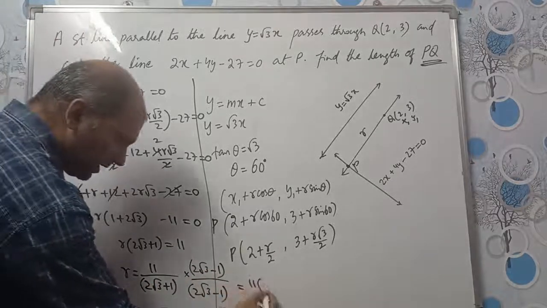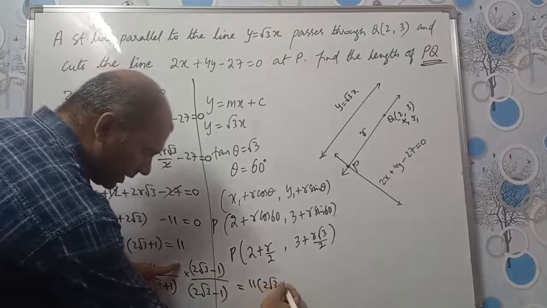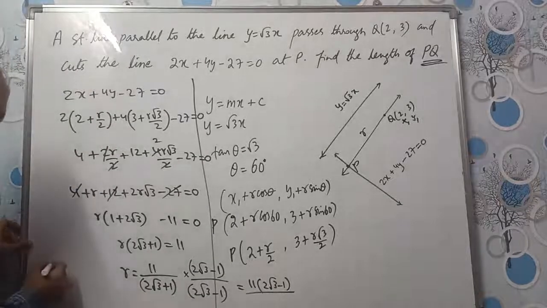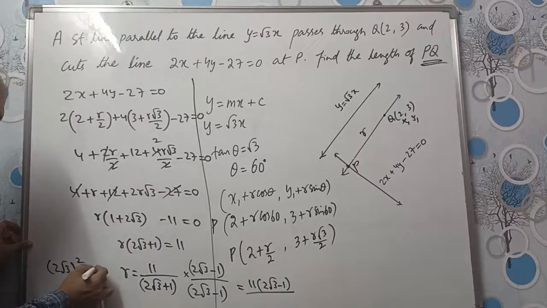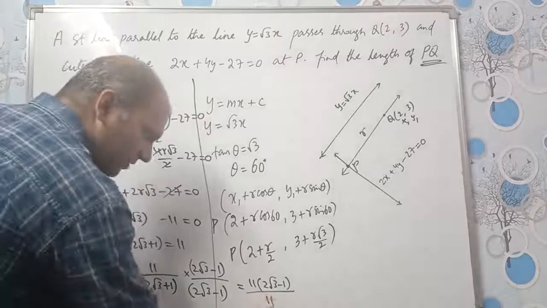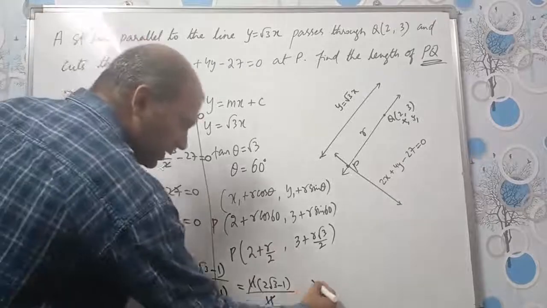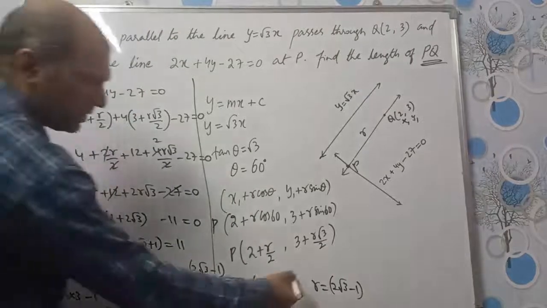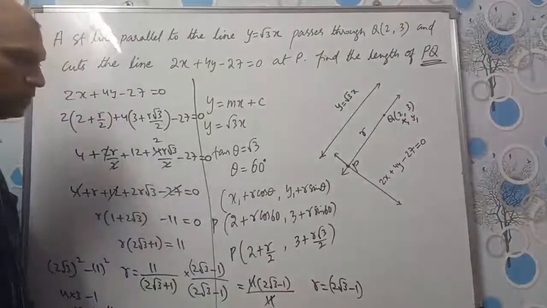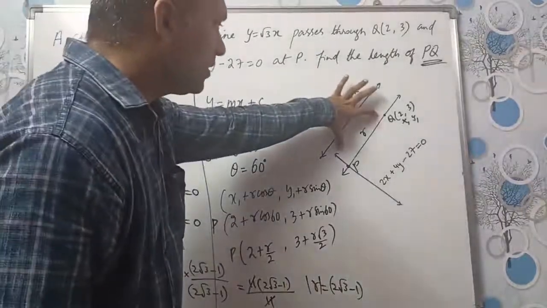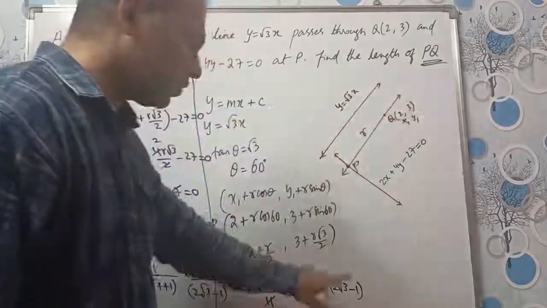So this is equal to 11 multiplied by (2 root 3 minus 1), divided by, this is a plus b, a minus b, which will be equal to a square minus b square. So this is 2 square, 4, root 3 square, 3, minus 1. So 12 minus 1, 11. So 11 will come here. This 11 will get cancelled. What is the value of r? It is 2 root 3 minus 1. Of course, see, this can be plus or minus, right? So let us write this in mod. So 2 root 3 minus 1 is the distance between the points P and Q. The length of PQ is 2 root 3 minus 1.